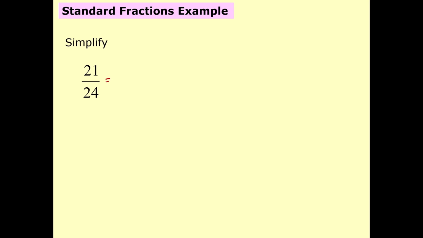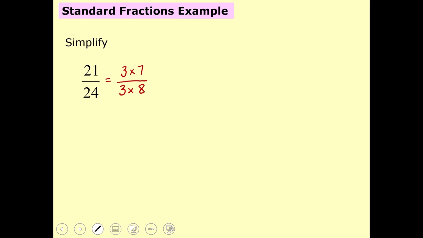So let's break this fraction down. We can rewrite 21 as 3 times 7, and we can rewrite 24 as 3 times 8. So because we have a common factor of 3, that means we can go ahead and cancel that out.